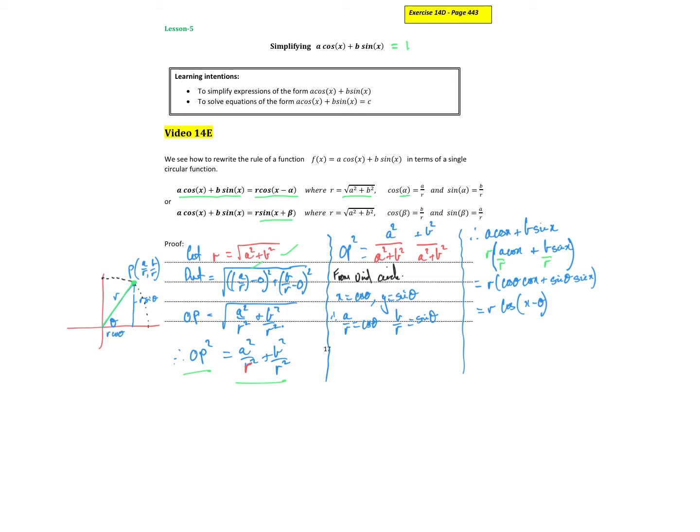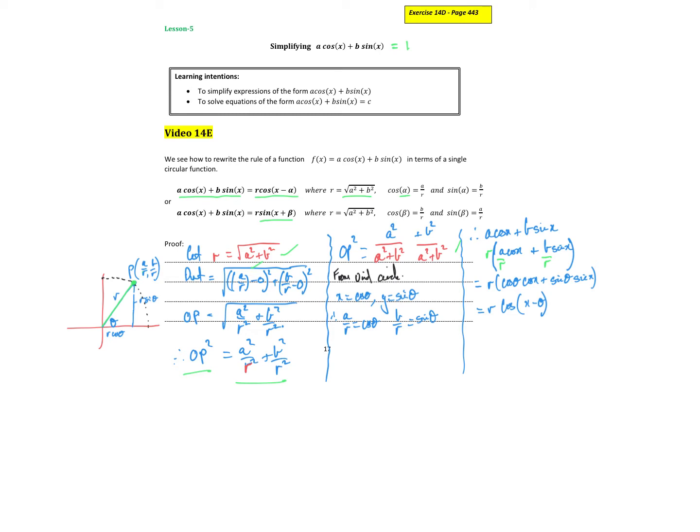And obviously since r is equal to the square root of a squared plus b squared, r squared is a squared plus b squared. So OP all squared is the same as a squared over a squared plus b squared plus b squared over a squared plus b squared. Okay, so from our unit circle, I know that x is equal to cos theta and y is equal to sine theta because r is equal to 1. So x is equal to r cos theta and y is equal to r sine theta, but the radius is 1, which means cos theta is a on r and sine theta is b on r.